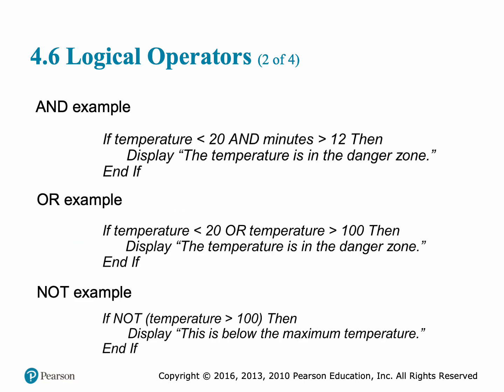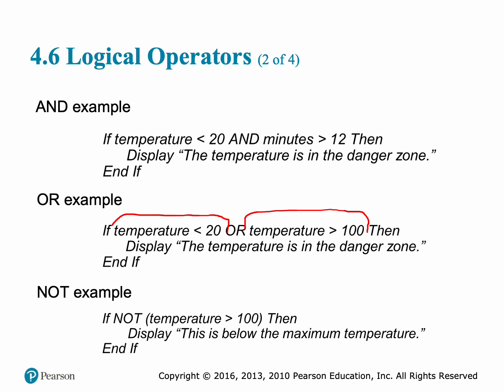Here's an example. We're checking if the temperature is less than 20 and minutes are more than 12, then we're going to display the temperature is in the danger zone. Now, another example of OR: if the temperature is less than 20 or the temperature is greater than 100, then we're going to display the temperature is in the danger zone. So as you can see, we're combining two expressions. This is our expression number 1. This is our expression number 2. So we're checking two conditions to see if either one of them is true, and if either one of them is true, we're going to display the temperature is in the danger zone.